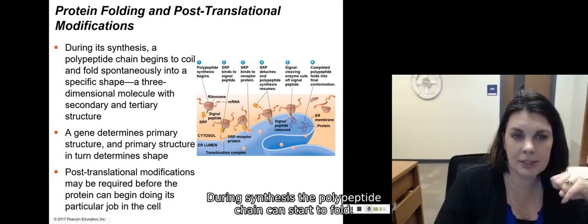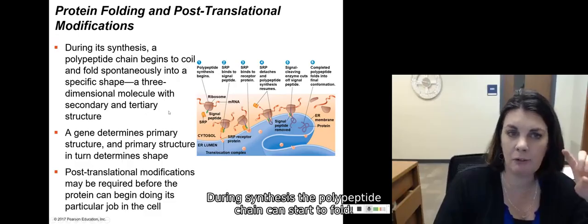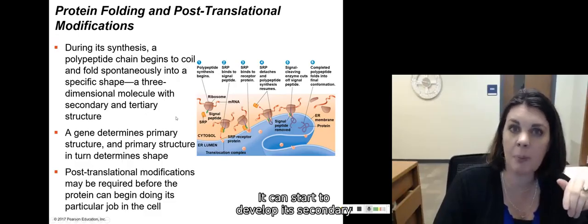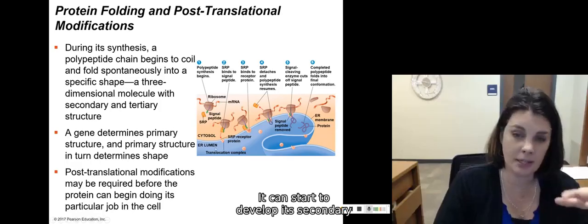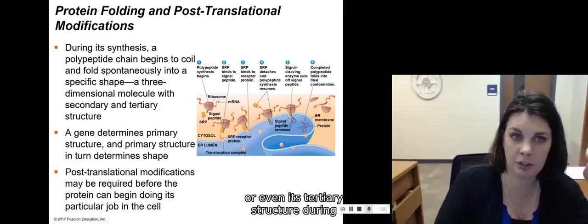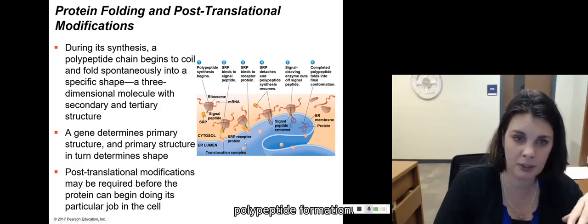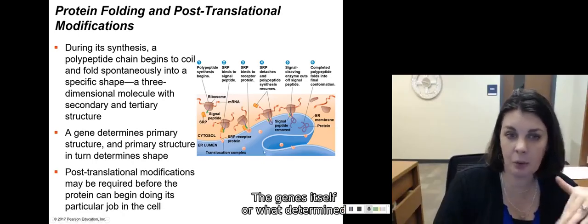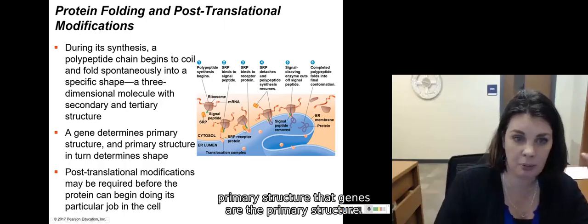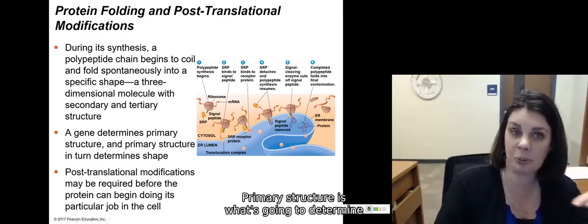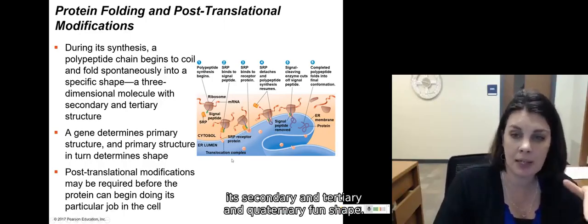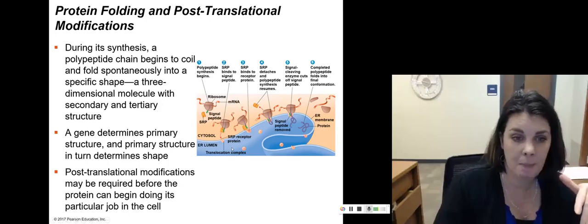During synthesis, the polypeptide chain can start to fold. It can start to develop its secondary or even its tertiary structure during polypeptide formation. The genes themselves are what determine primary structure. The genes are the primary structure, and the primary structure is what's going to determine its secondary, tertiary, and quaternary shape.